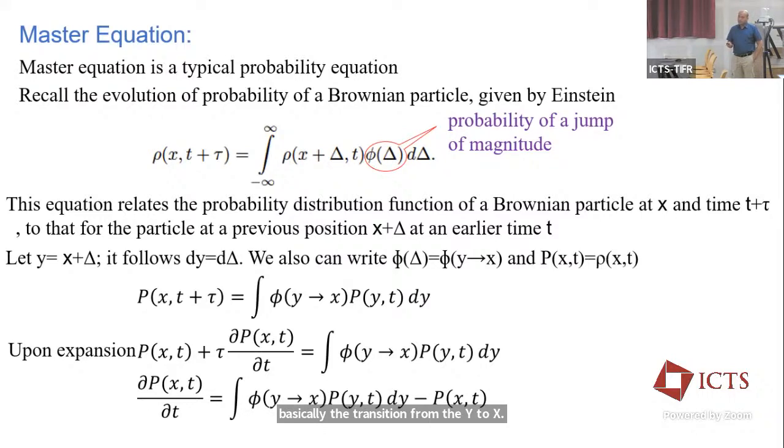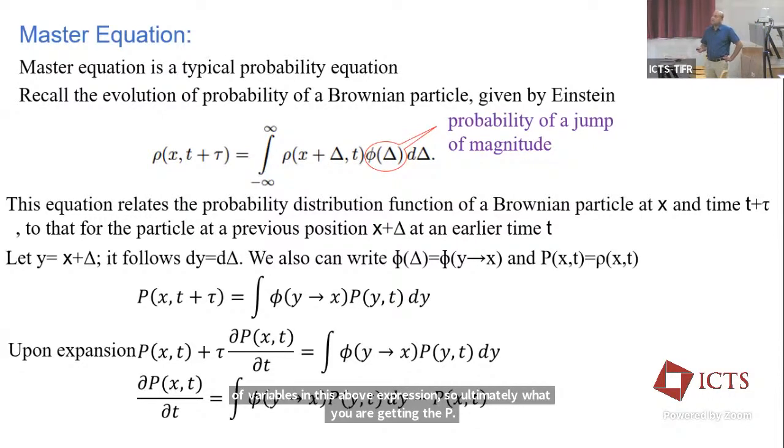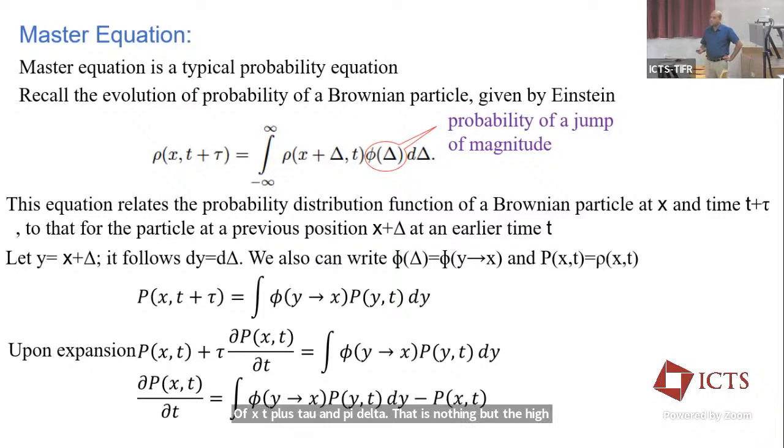We are writing that the transition from the previous to the current position is happening. So this previous position to current position, we are writing this way: y to x, and rho xt we are writing by a new variable p x t. So we can write it that way. Just put these variables in the above expression. So ultimately what you are getting is that p of x, t plus tau, and phi delta is nothing but phi of y to x, that transition, multiplied by p of y, t, dy.